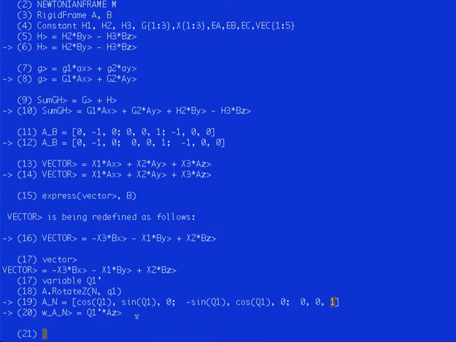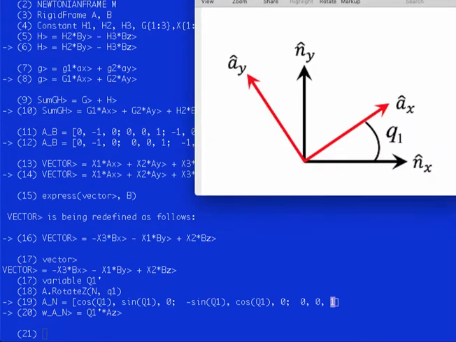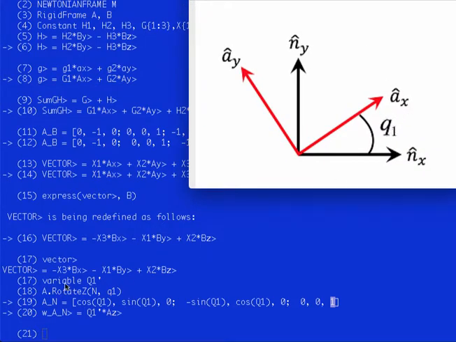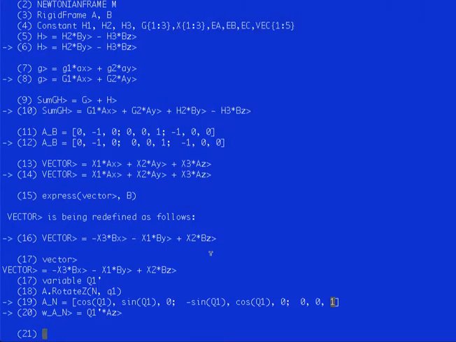And it also gives me the angular velocity of A in N. It says, hey, if you have this simple rotation going on and Q1 is a variable because you told me it's a variable, I can figure out what the angular velocity is. Wow, that's kind of cool, right? So it's telling me that the angular velocity, and the way you read this is omega A in N, is equal to Q1 dot times AZ, or NZ, same thing. Pretty cool, huh? Okay, let's move on.